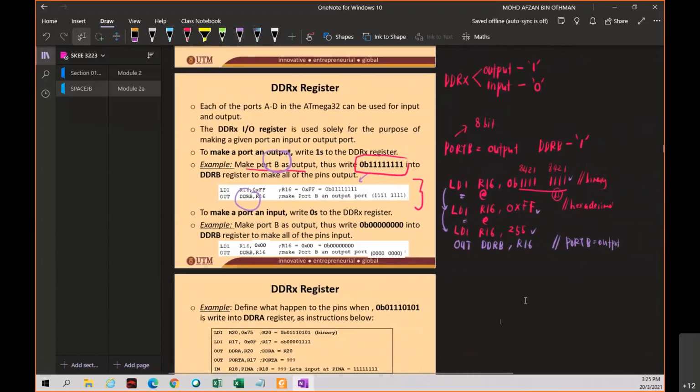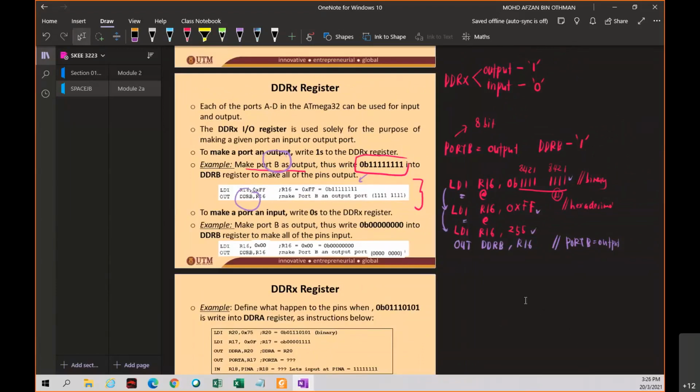Okay. Any question? Ada soalan tak sampai sini? This is how you going to make your port as an output port. Ada soalan tak untuk output port?